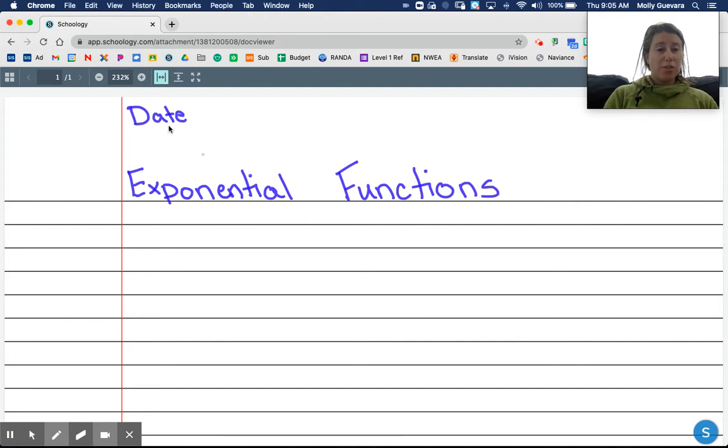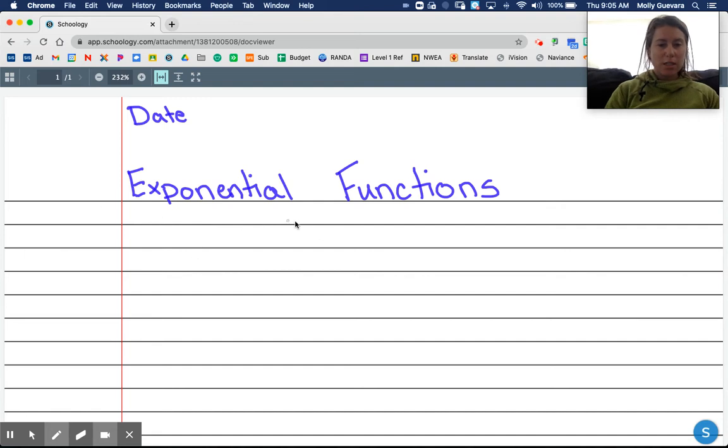In your notebook, make sure you date whatever today's date is, and then write the title of the notes today, which is exponential functions. We're going to be going back and forth between some glue-ins and writing in our notes today, so just be aware of that. Make sure you have your packet out or have whatever glue-ins you have access to out.